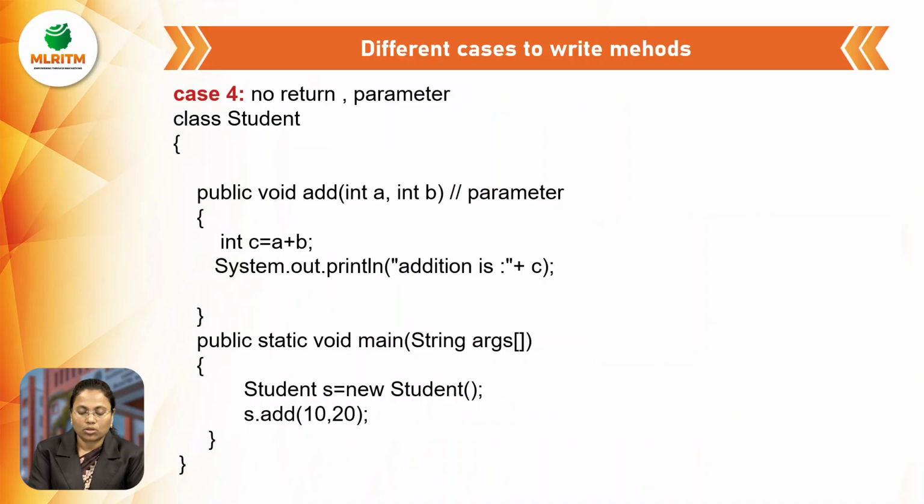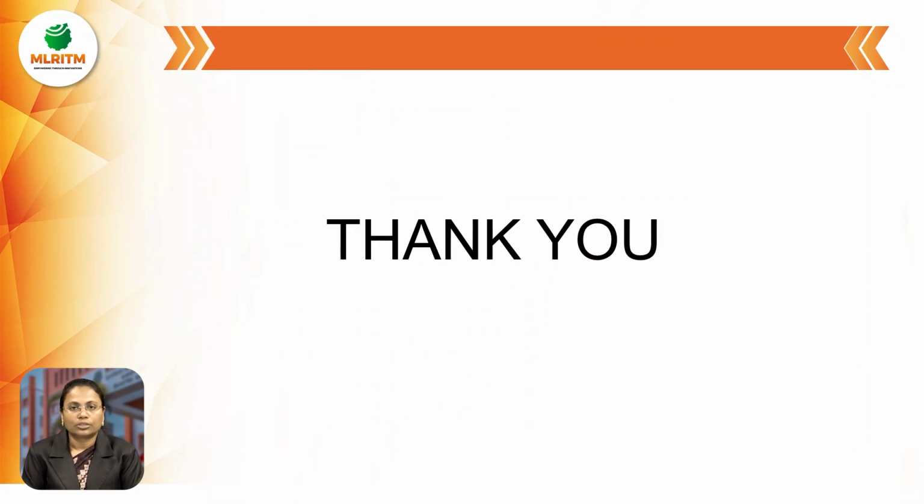Next, case 4, no return type, but passing parameters. See here, void. If I'm not writing any return type, then I should mention void here, and I'm passing 2 parameters, int a comma b. Right? So these are the 4 ways of using methods.